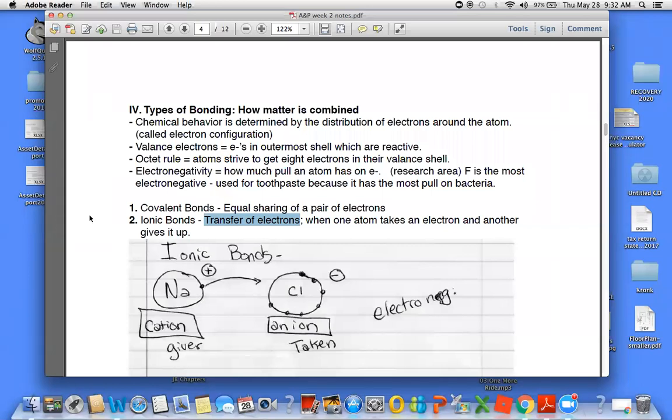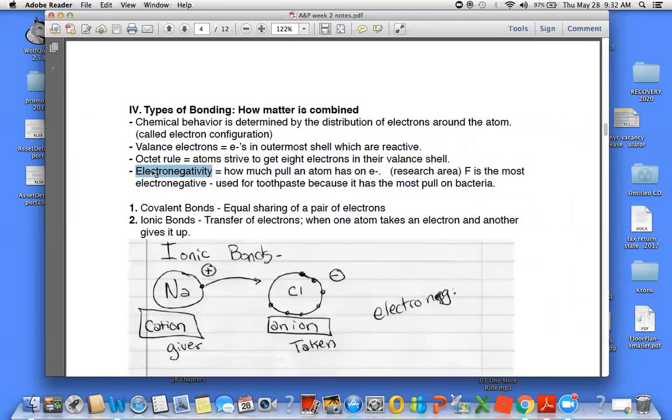A covalent bond occurs when electrons are equally shared between atoms. All this is based on something known as electronegativity. Electronegativity is based on how much pull an atom has on an electron. The more pull or electronegativity an atom has, the more it will suck up electrons.